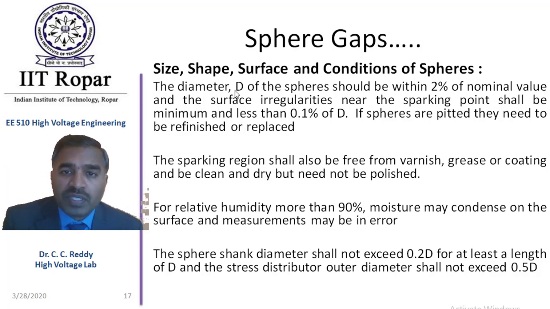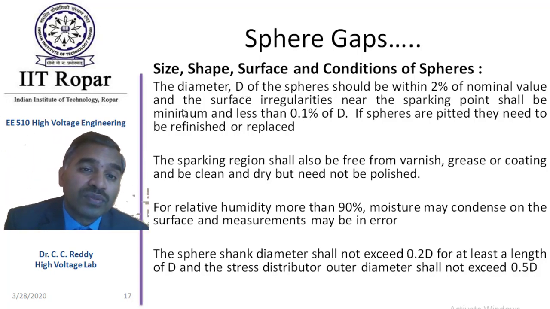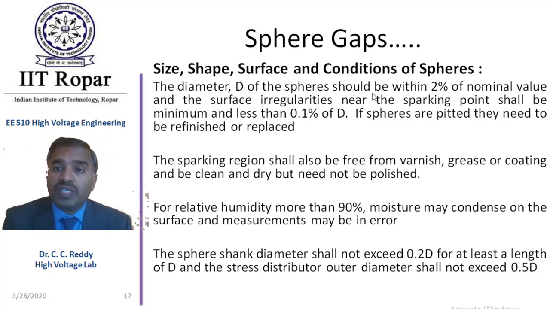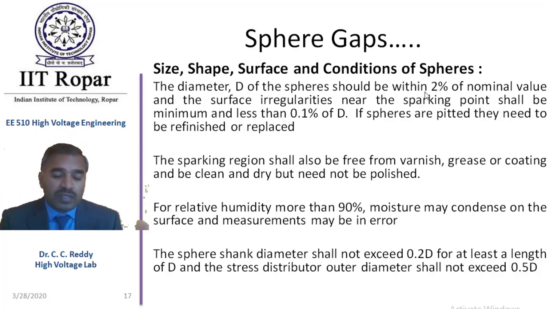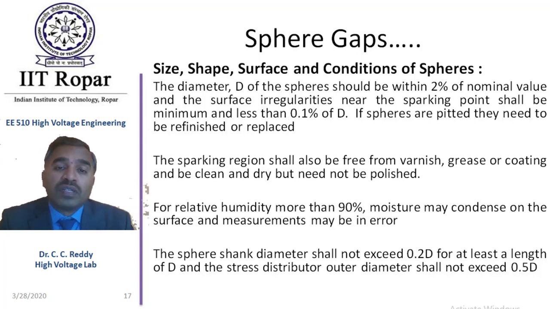Now, the size, shape, surface and conditions of the spheres. The diameter D of the spheres should be within 2% of the nominal value, and the surface irregularities near the sparking point shall be minimal and less than 0.1% of D. See what is mentioned here. The diameter of the sphere should be uniform, it should not be somewhere high, somewhere low. It should be within 2% of the nominal value of the diameter, and surface irregularities near the sparking region should be less than 0.1% of D.